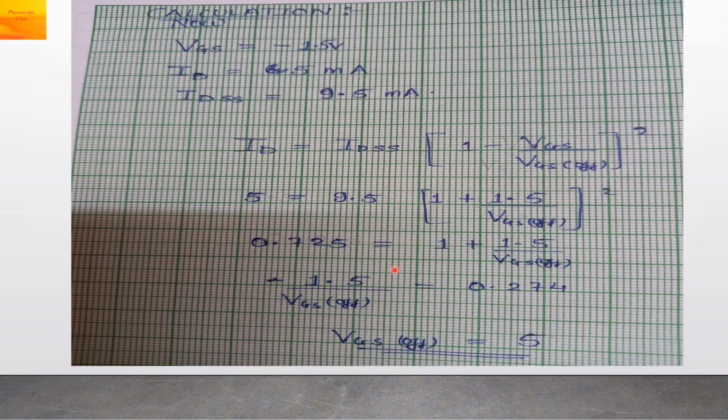This is the calculations where we find VGS off, which is actually equivalent to the pinch off voltage.